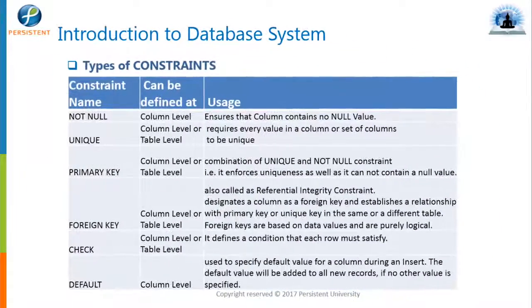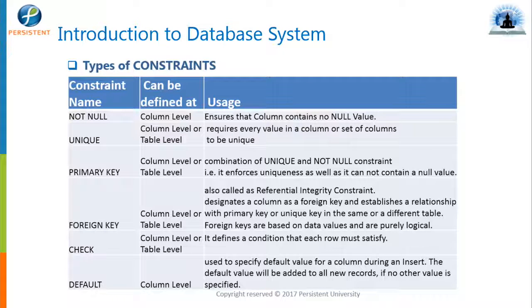Let's now see the types of constraints and corresponding usage. There are basically 6 types of constraints. They are not null, unique, primary key, foreign key, check and default. Not null constraint ensures that column won't contain any null value.